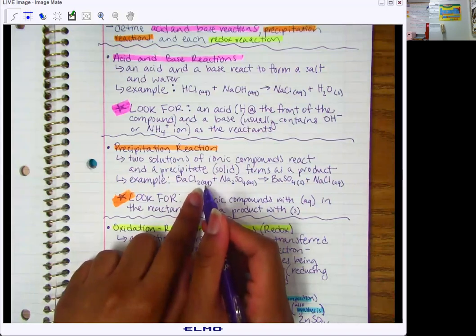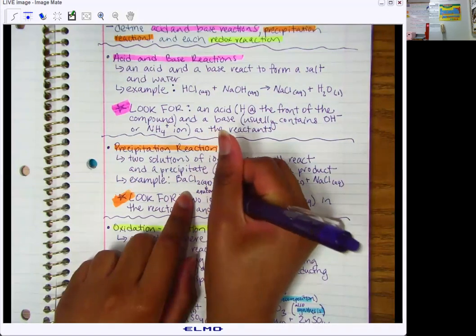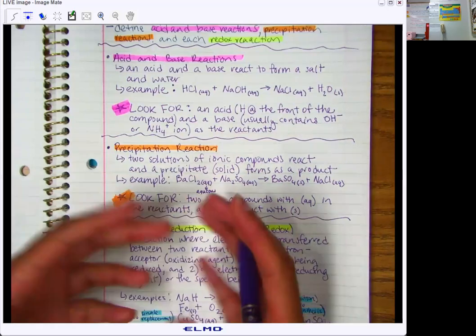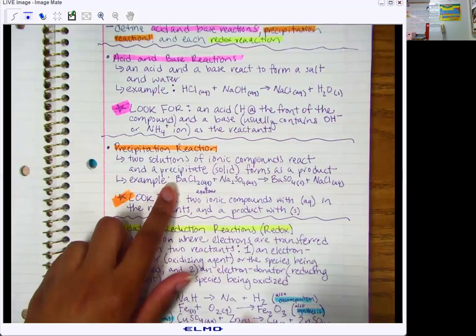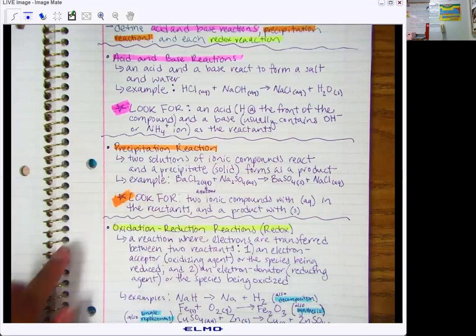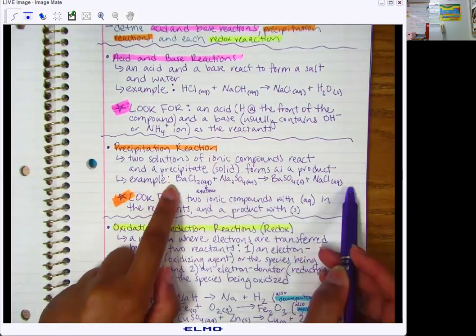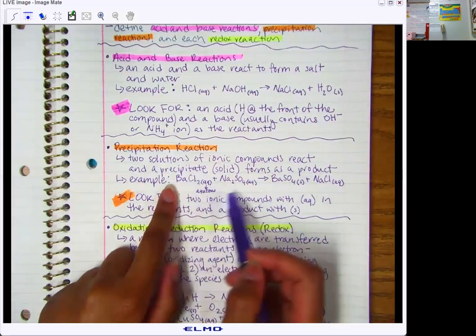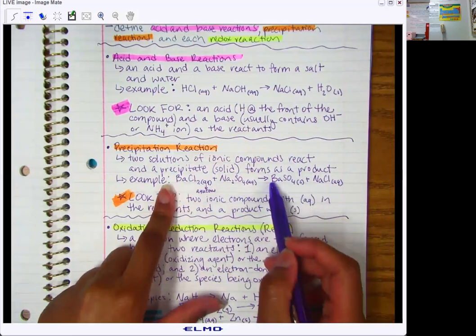AQ stands for aqueous. Aqueous just means that it's in solution. So the compound itself is not liquid, it's just dissolved into a liquid. That's what aqueous means. So for our precipitation reactions, I've got a great example right here with this barium chloride reacting with sodium sulfate to give barium sulfate, which is going to fall out of solution. It's insoluble, so it falls out of solution.